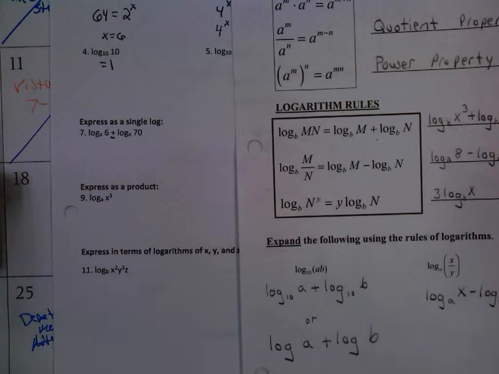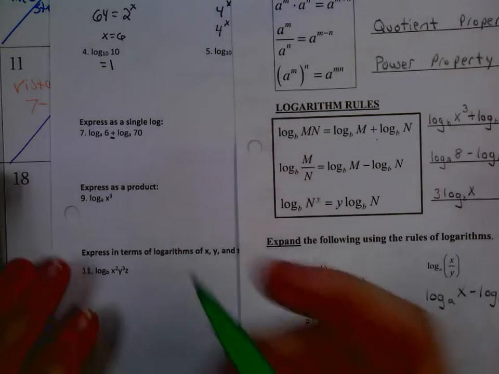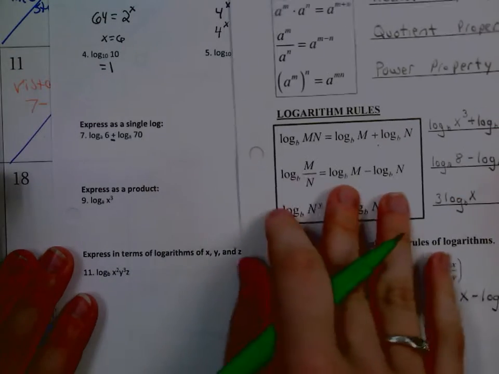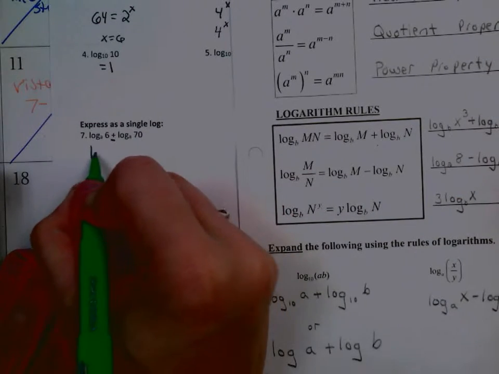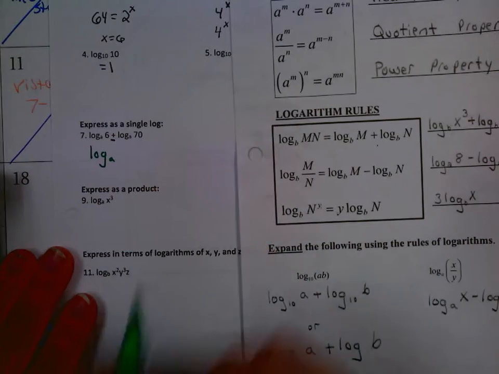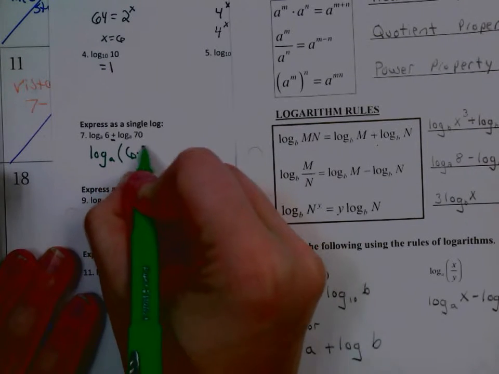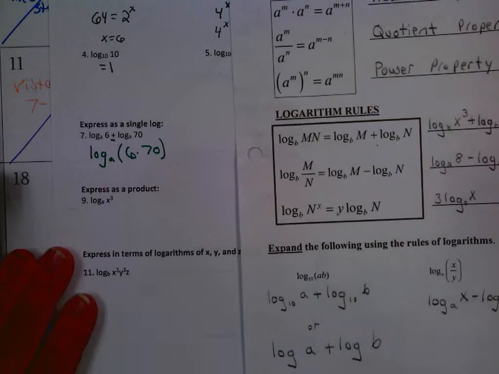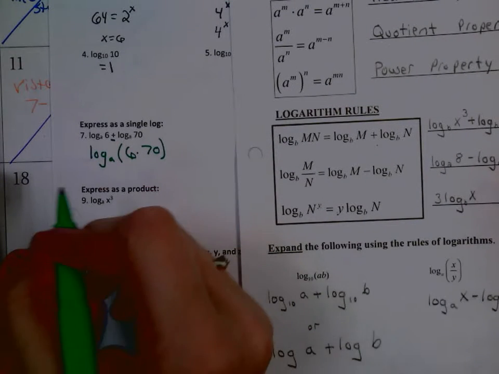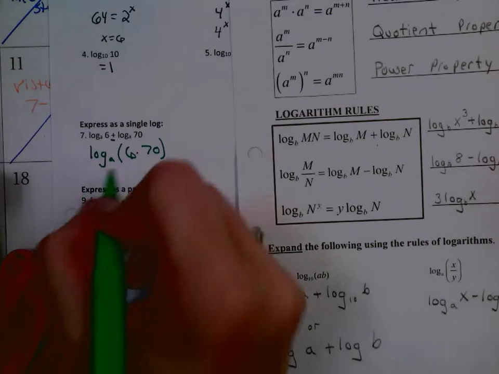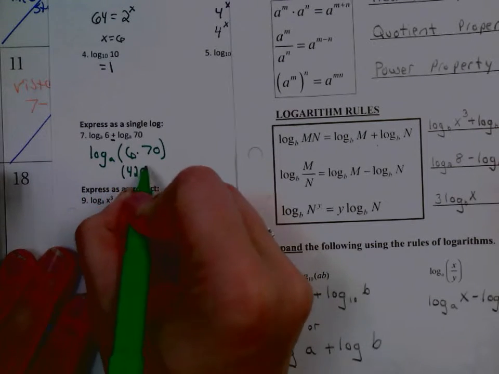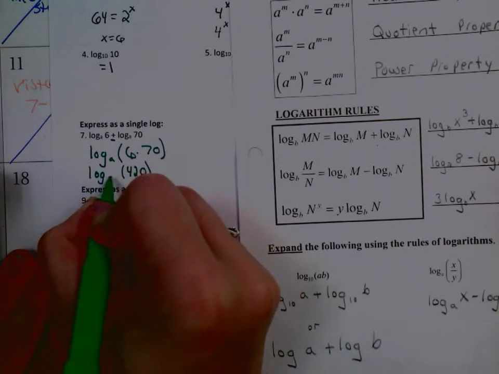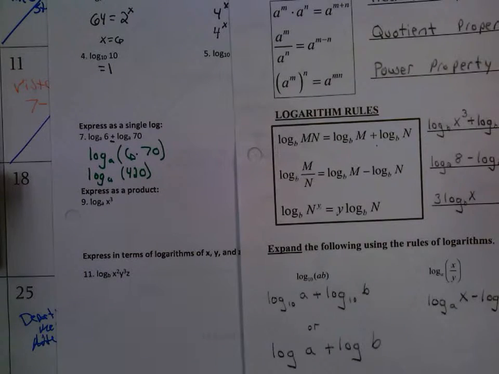We're not solving them, we're not finding the value of them, we are just shortening them into a single log. So according to this formula next to me, I'm going to have that log base a of 6 times 70, my apologies, 70. So when I go ahead and calculate that, 6 times 70 should give me 420. And then that log base a stays out in front. Fairly simple.